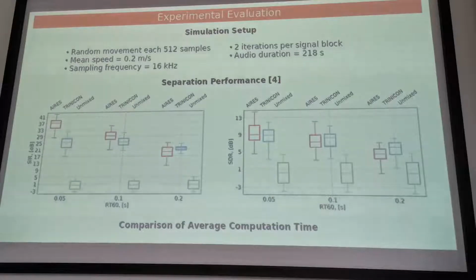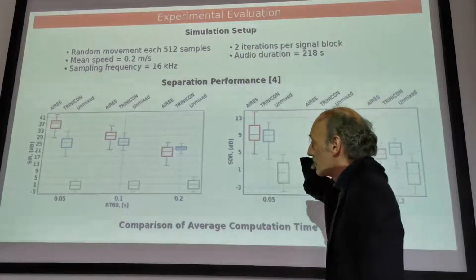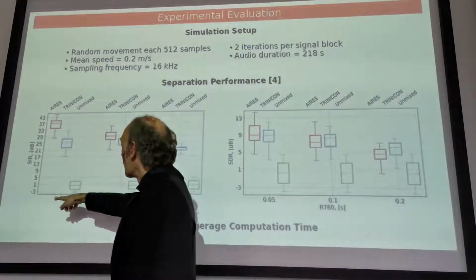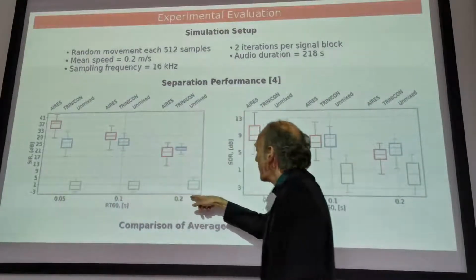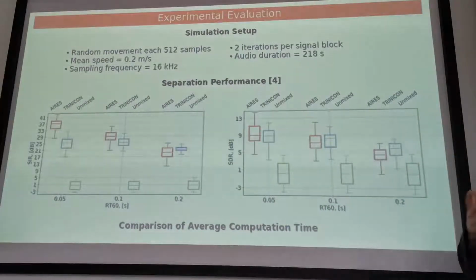So this random update is actually done with just 2 random vectors for each block. But over time, it finds the right solution. And the audio duration is a total of 218 seconds. And here on the horizontal axis, you can see the room impulse length in seconds. So that means how reverberant a room is.